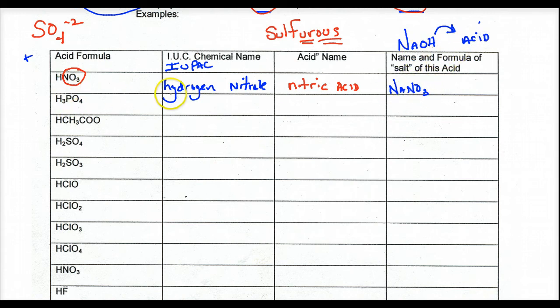Okay, H3PO4. Oh, wait a minute. This is a polyatomic ion. This is the phosphate. The name of this would be hydrogen phosphate. And the acid name is, well, phosphate becomes ic. This becomes phosphoric acid.